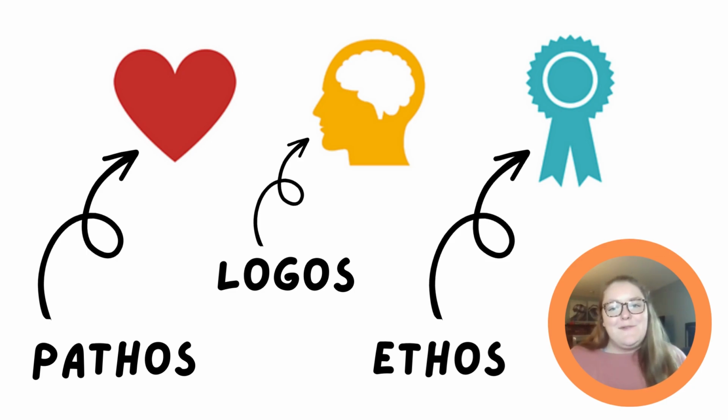Logos is the logical appeal. This means that the writer is typically using facts, numeric information, statistics in order to prove their point. That's because they are making a logical or rational appeal. And the final one, ethos, has taken on multiple definitions over the years, but at its core, the word ethos is similar to the word character in Greek.